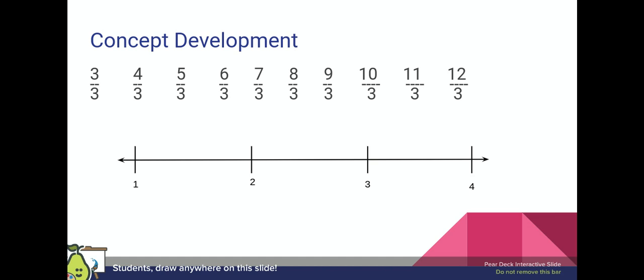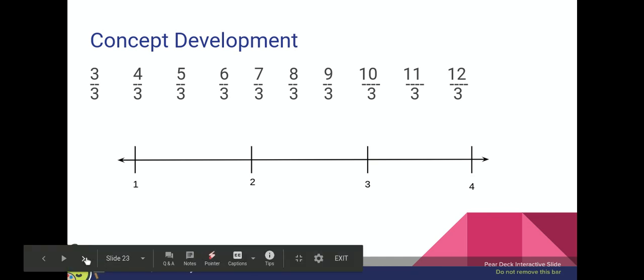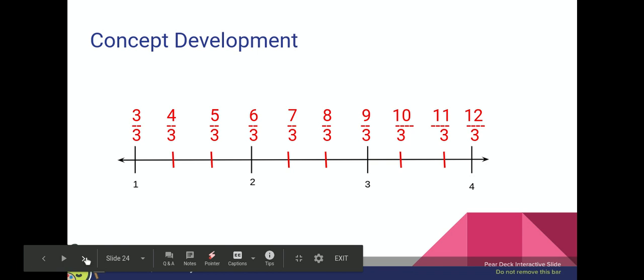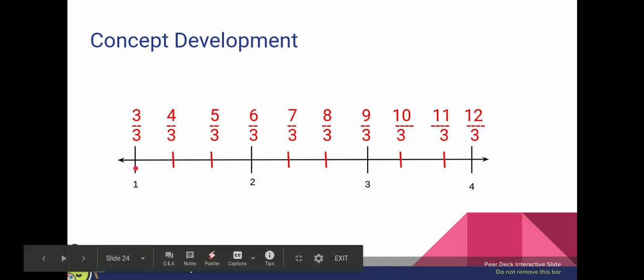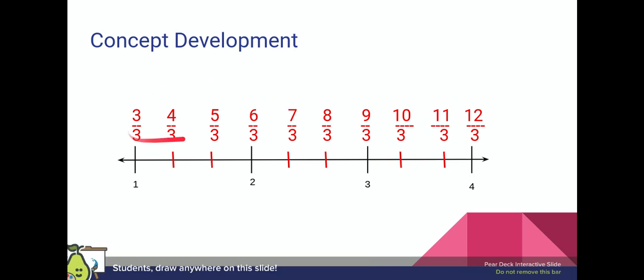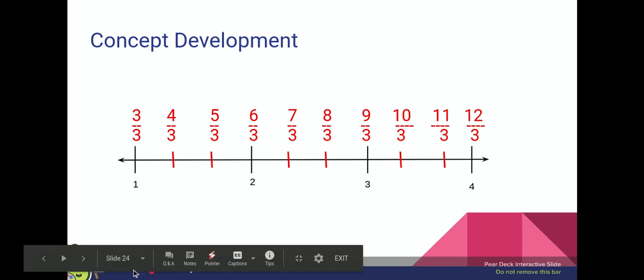All right, my friends, let's go ahead and look at the next slide. As you can see, this one is marked with all of its thirds, and each third has a fraction on it in order. 1 starting with 3 thirds, and 4 ending with 12 thirds. Let's go ahead and go to the next slide.